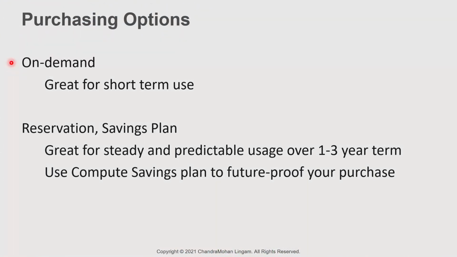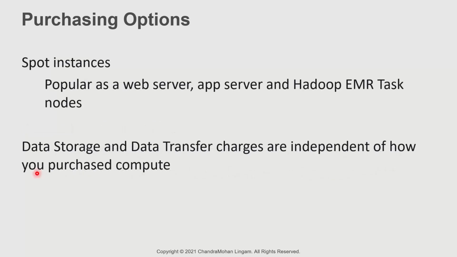Let's do a recap. The on-demand option is excellent for short-term usage. For steady and predictable usage over 1 year and 3-year terms, you can use the reservation and the savings plan. In my opinion, the savings plan is the future of AWS pricing and offers excellent flexibility to future-proof your purchase. Many AWS customers use Spot instances for web servers, app servers, and Hadoop Task nodes. This allows you to add substantial compute capacity for a super low cost. The data storage and data transfer costs are independent of how you purchase compute.